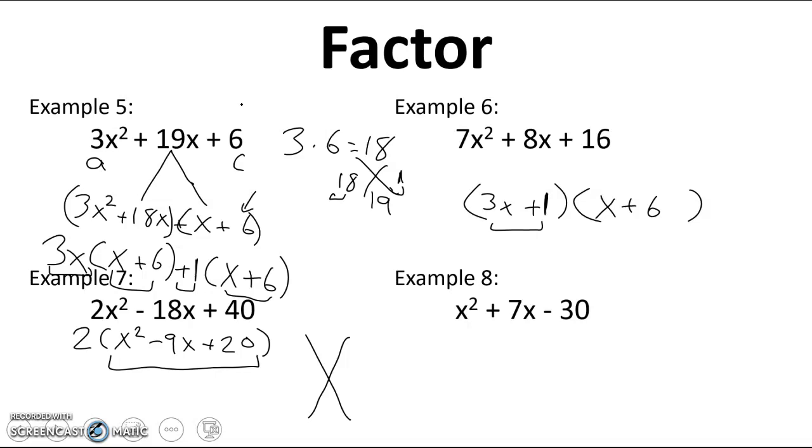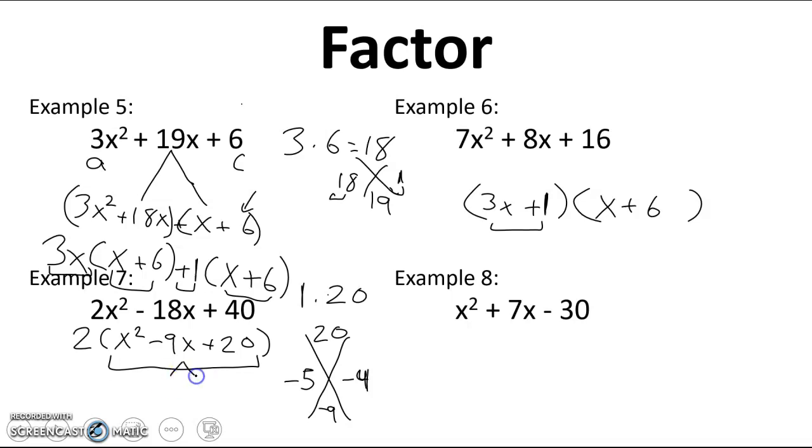So again, we take our A value and multiply it by our C value, and A is just 1 times 20, which is just going to get us 20. And then we take our B value, which is -9, and we find numbers that multiply to 20 but add to -9, and it just so happens that -5 and -4 both multiply to +20 and add to -9, okay?